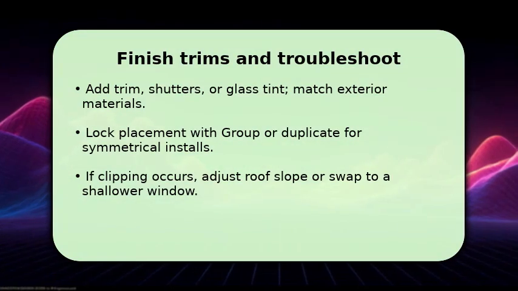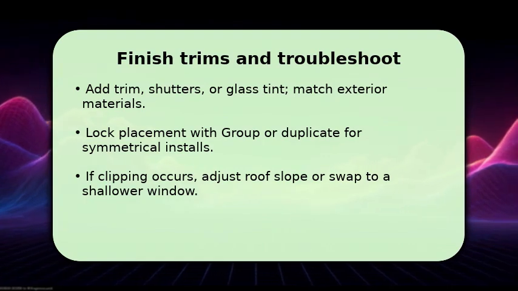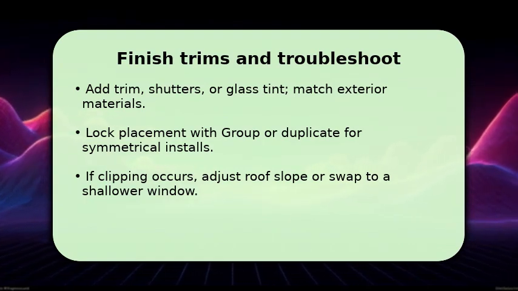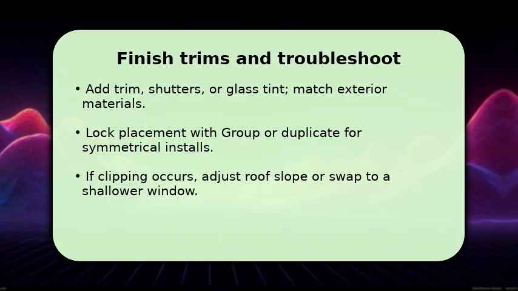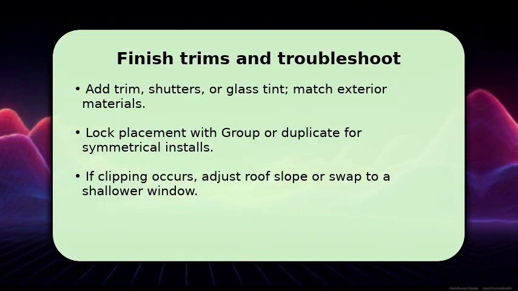Add trim, shutters, or glass tint to match exterior materials and hide seams. Once satisfied, group the window and surrounding wall to lock placement, then duplicate for symmetric repeats.